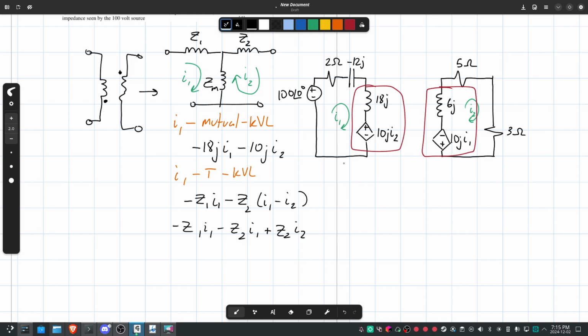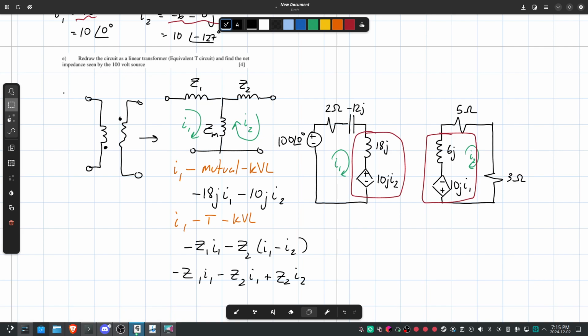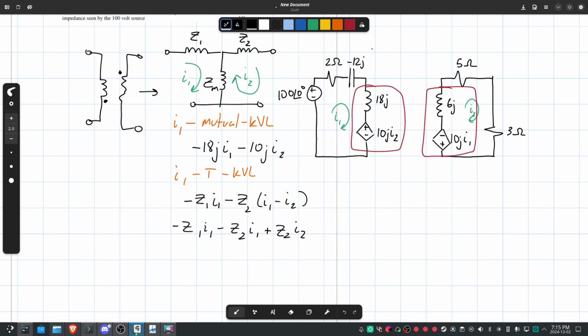Why do you only use those in the red boxes? Because that's what we're trying to replace. We can have whatever circuit behind these. What we're really looking at is replacing the two inductors with mutual inductance with this T junction. That's why these little circles are here, to indicate there's more to it, but we're just looking at this segment. So we don't care about what goes on outside. So we are going to have minus Z1 plus Z2, I1 plus Z2, I2.